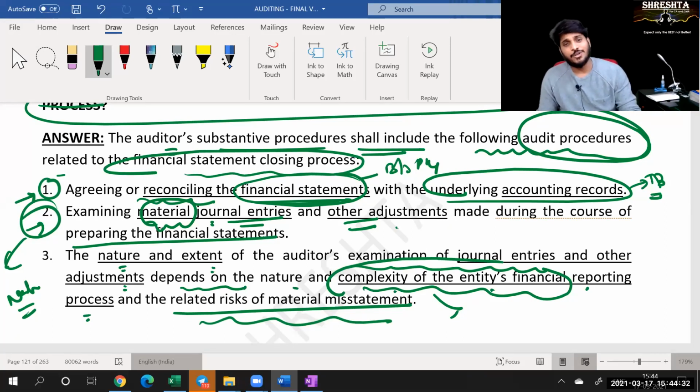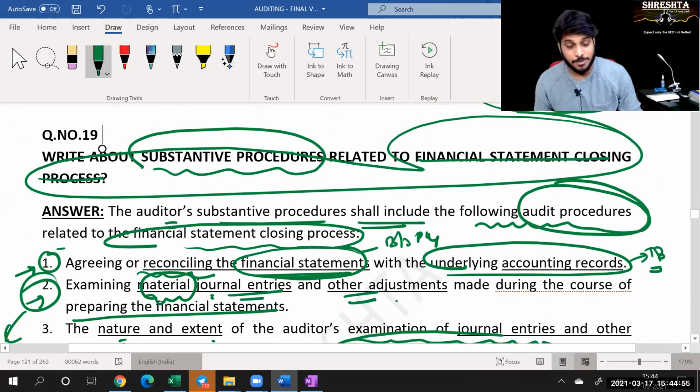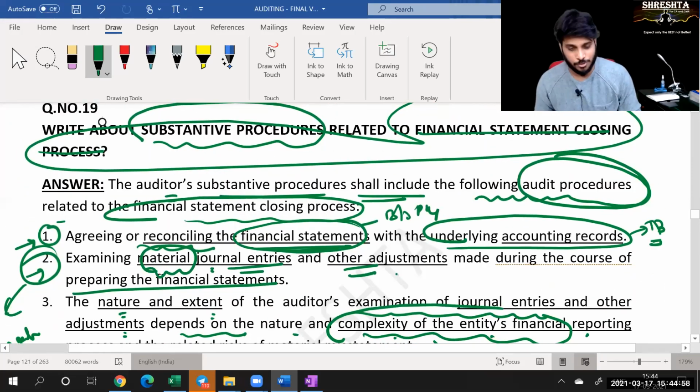Yes, you need to check whether the financial statements are closed properly or not, and how the balance sheet and P&L have been prepared from the books of accounts. Even in Section 143 subsection 3, one of the checklist items is that the auditor has to check whether the financial statements agree with the books of accounts, books and records of the company, and comment on it in the auditor's report. So that's question number 19, substantive procedure related to the financial statement closing process.